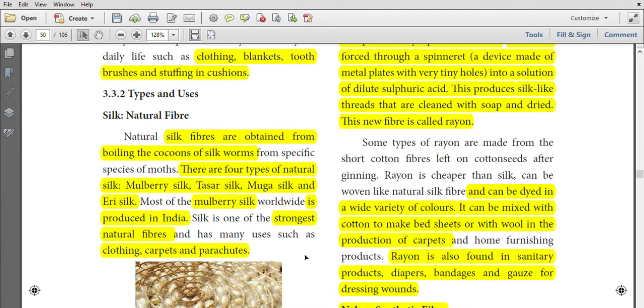Natural fibers: silk fibers are obtained from boiling the cocoons of silkworms. There are four types of silk: mulberry silk, Tasar silk, Muga silk and Eri silk. Mulberry silk is produced in India. It is the strongest natural fiber, used to make clothing, carpet and parachutes.